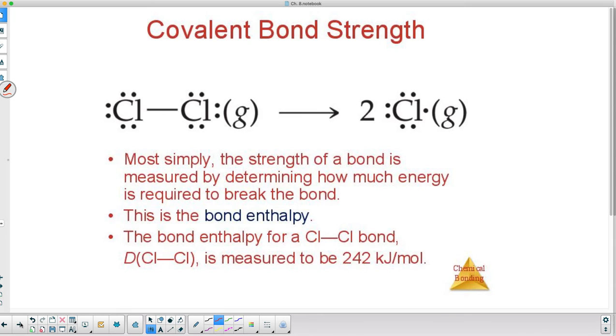So covalent bond strengths, this gets pretty simple. We have how much energy it takes to break this bond in half and to form 2 atoms of chlorine instead of having the 2 atoms bonded together to form a molecule. This is called bond enthalpy. Bond enthalpy is about the amount of heat it takes to break a bond. When we form a bond, it gives off heat, and if we break a bond, it absorbs heat. Okay, so that's good to know.